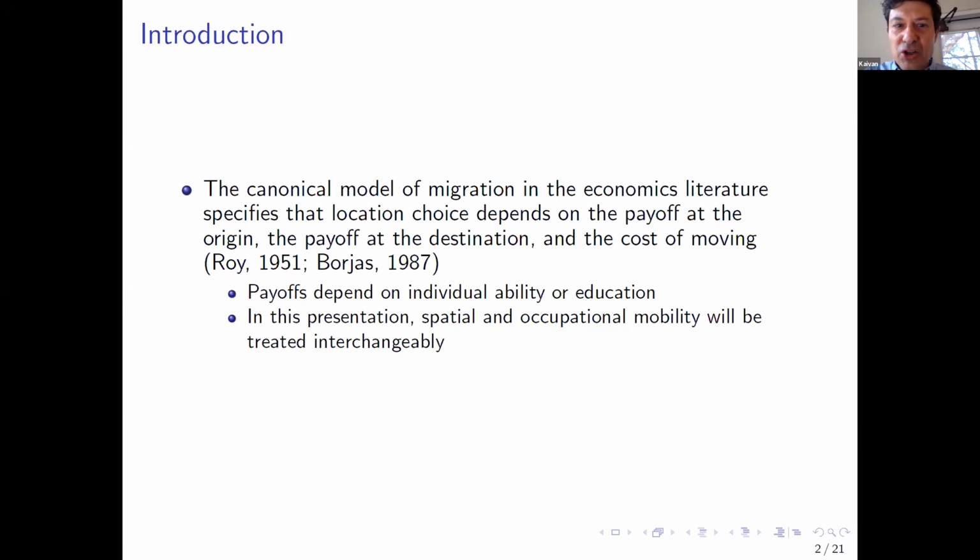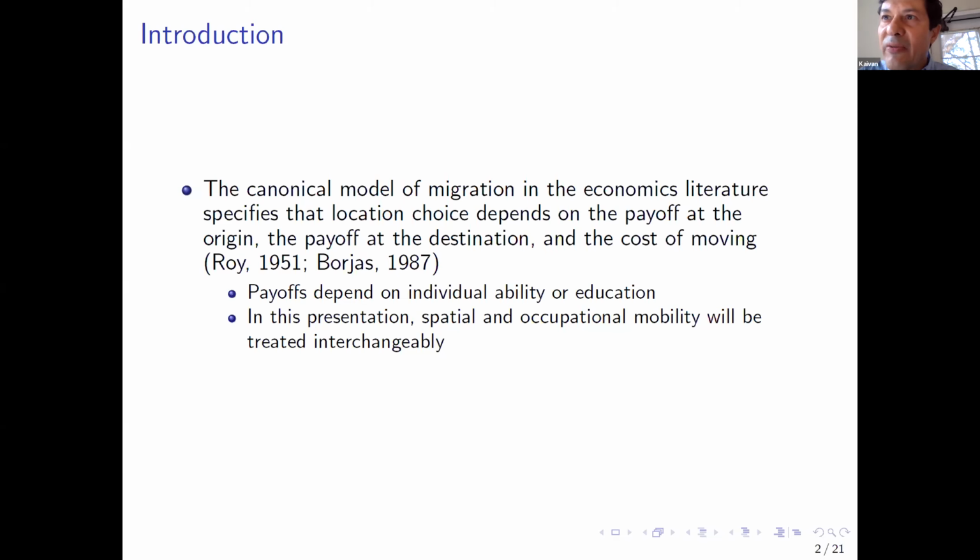Right through this presentation, I'm going to be working with a very particular model of migration, which is in some sense the canonical model of migration in economics, often called the Roy model. This is a model in which an individual's location choice depends on the payoff at the origin, the payoff at the destination, and the cost of moving. And depending on the context, the payoffs will typically also depend on the individual's ability or education.